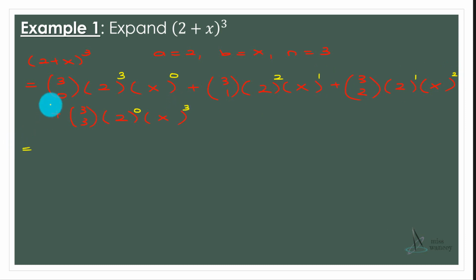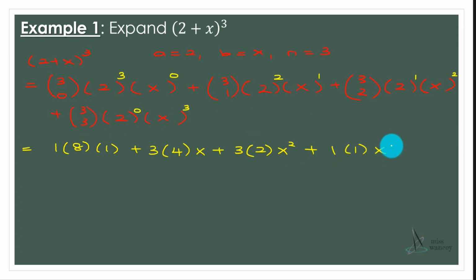Okay, so now we have to find out what is 3C0. So 3C0 is actually equal to 1. 2 cubed, so this is 8. x to the power of 0, so this is 1. Plus 3C1, so this is 3. 2 to the power of 2, so this is 4. x to the power of 1 is simply x. And then plus 3C2, so that is also equal to 3. 2 to the power of 1, so this is 2. x to the power of 2, so this is x squared. Plus 3C3, so this is 1. 2 to the power of 0, so that is also 1. x to the power of 3 is simply x cubed.